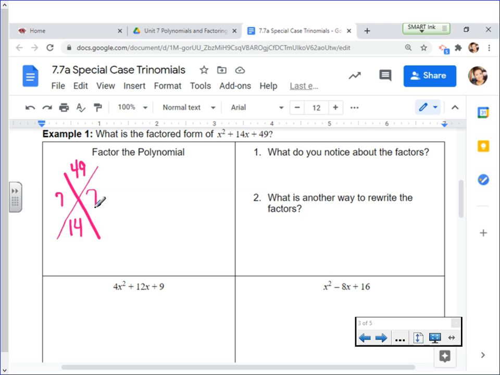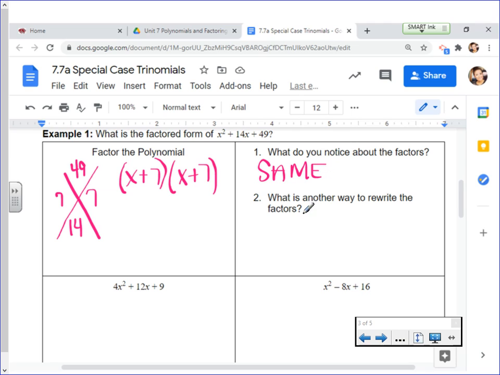7 times 7. Since the first number is 1, you just have to pick an x. It's a positive 7, so you put plus 7. Then you do your other puzzle piece, which is an x plus 7 as well. So the question says, what do you notice about the factors? They're the same thing.